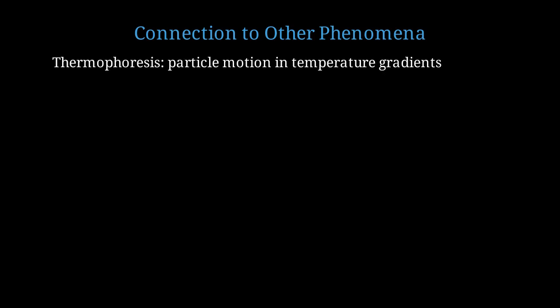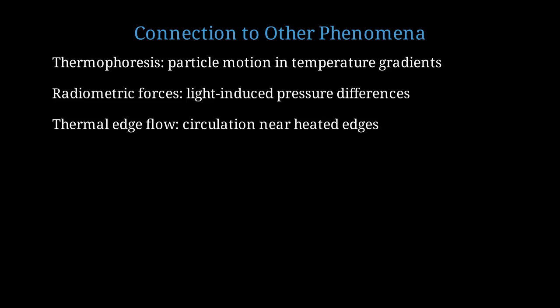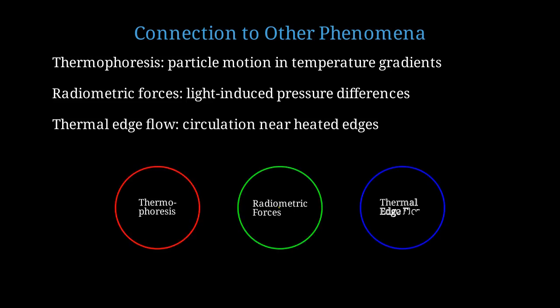Knudsen pumping is related to several other interesting phenomena in rarefied gas dynamics. Thermophoresis describes how small particles move in temperature gradients, driven by similar asymmetric molecular collisions. Radiometric forces, as seen in Crookes radiometers, are driven by thermal creep along the vanes. Thermal edge flow creates circulation patterns near heated edges in rarefied gases. These three phenomena are all intimately related through the common mechanism of asymmetric molecular momentum transfer in temperature gradients.